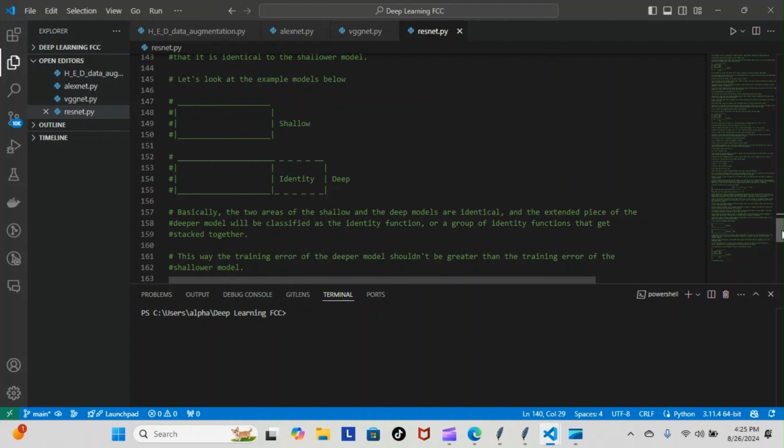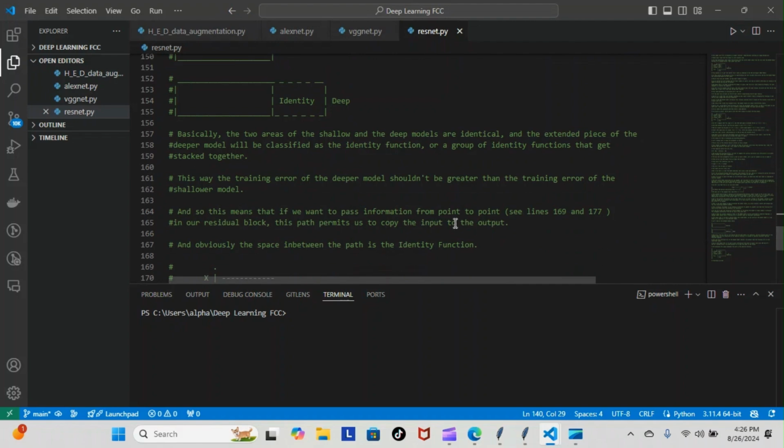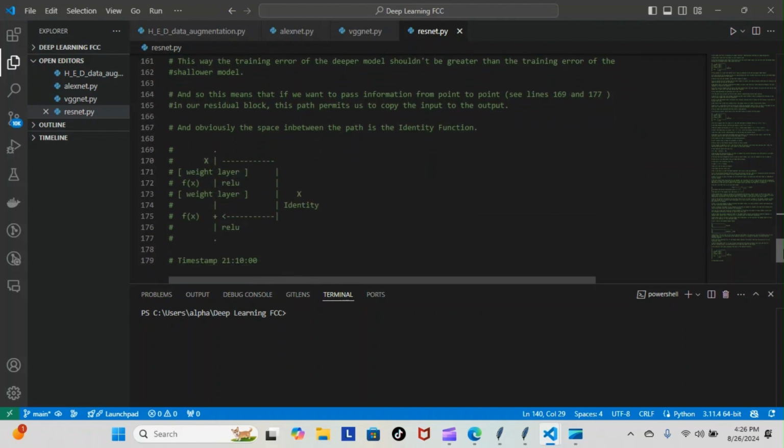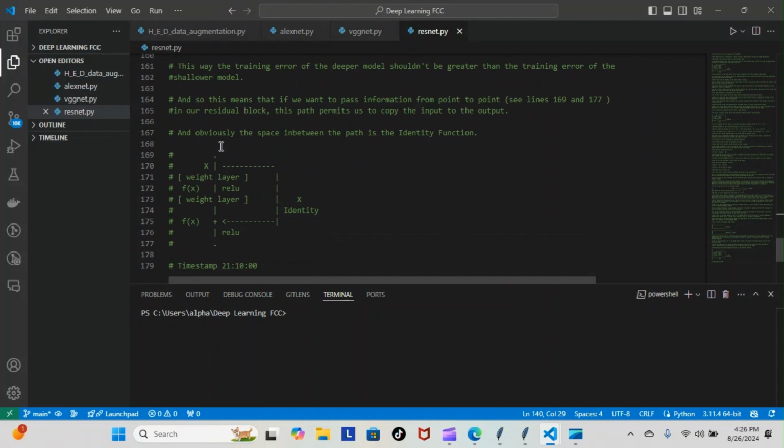And so this means that if we want to pass information from one point to the other point in our residual block, this path permits us to copy the input to the output. See lines 169 and 177. And that's going to look like this inside of our residual block, 169 to 177. And you can see here, this part doesn't really count, this extended piece. This is the part that's actually getting classified as our identity function.